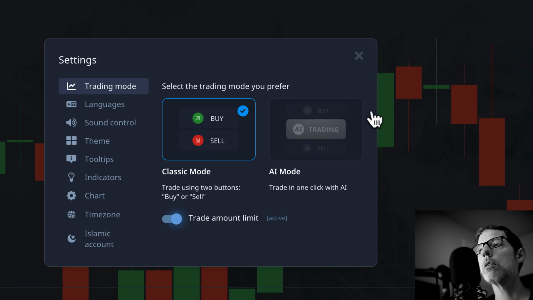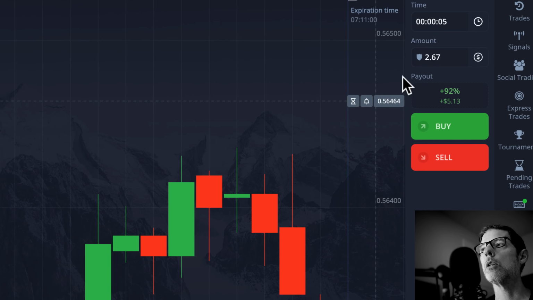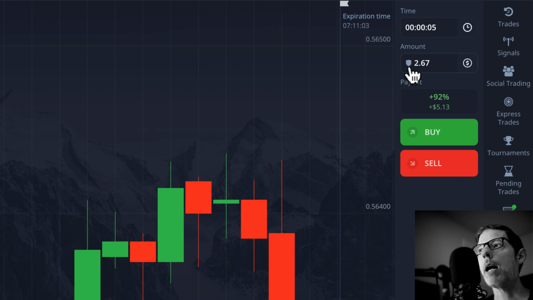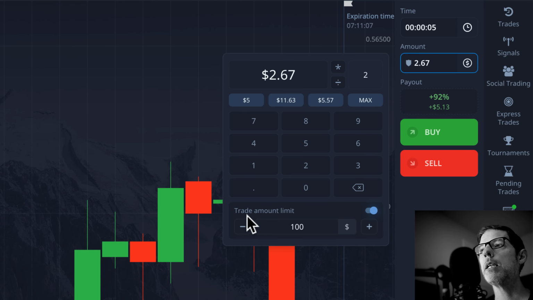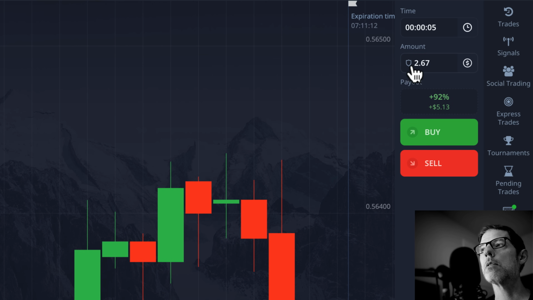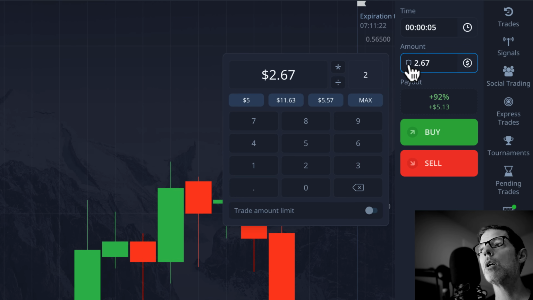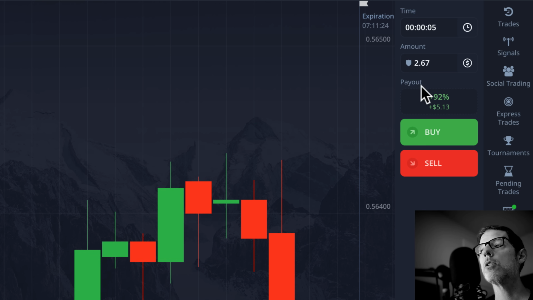But if you have this turned on, you will see a little shield icon right next to the trade amount. You see that? See, if I turn it off, right here, trade amount limit, if I turn that off, now the shield icon is blank. Okay, it's just a darker icon. So this is just really quick at a glance. You don't even have to click on it. You know it's turned on if that shield is solid. Looks just like that, okay? So just want to share that with you guys. This will really save your butt.